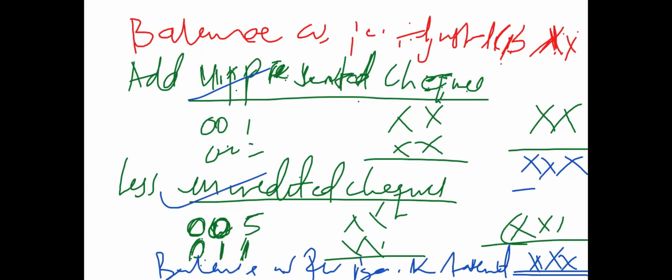So because we took these unpresented checks out of our cash book balance, and we have now known that they didn't actually take out money from our bank account, then we need to add it back, so that we can use it to get the same balance as per the bank statement.